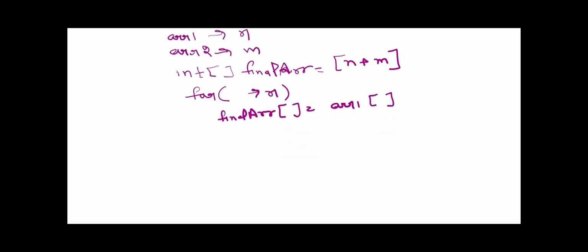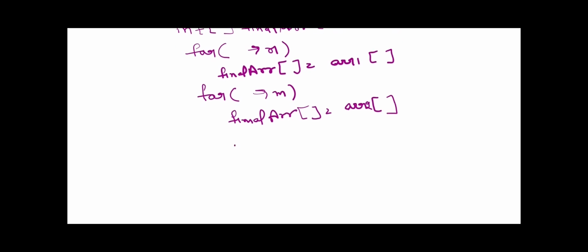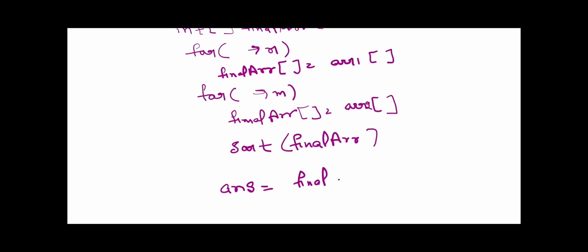Same, we will iterate over array 2 of size m, and again iterate over this and insert. And now we will sort our final array, and our answer will be final array of index k minus 1.